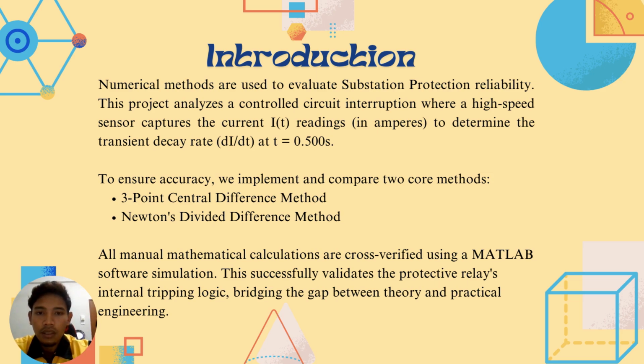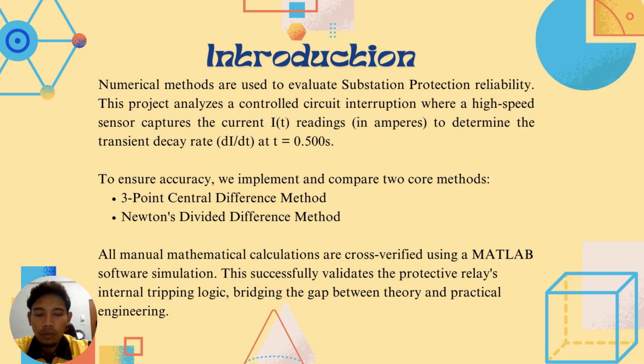For the introduction, numerical methods are vital for evaluating substation protection reliability. This project analyzed a control circuit interruption where a high-speed sensor captures the current I(t) readings in amperes. Our goal is to determine the transient decay rate di/dt at t equals 0.5 seconds.